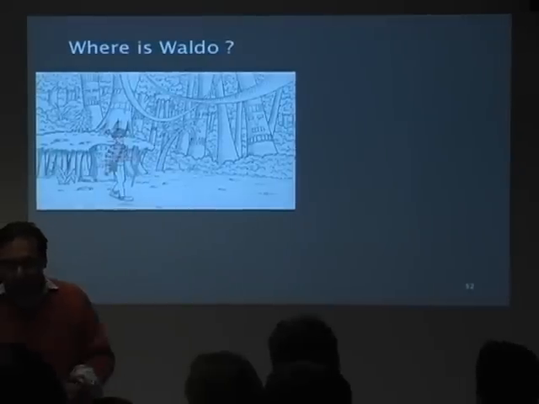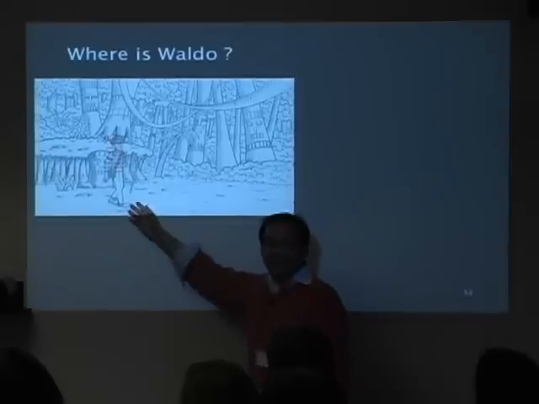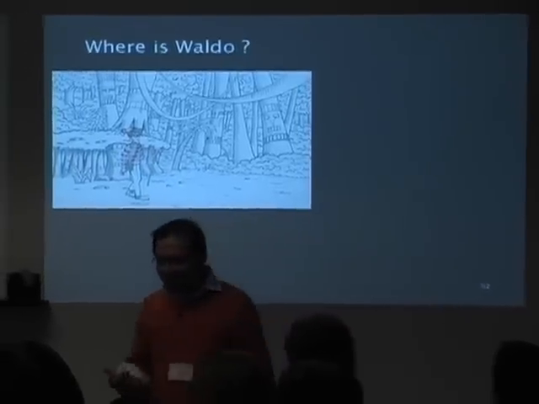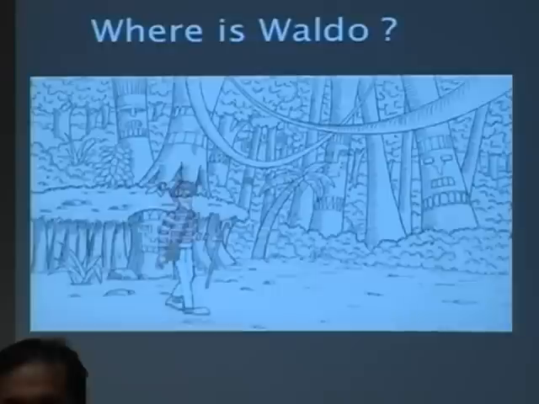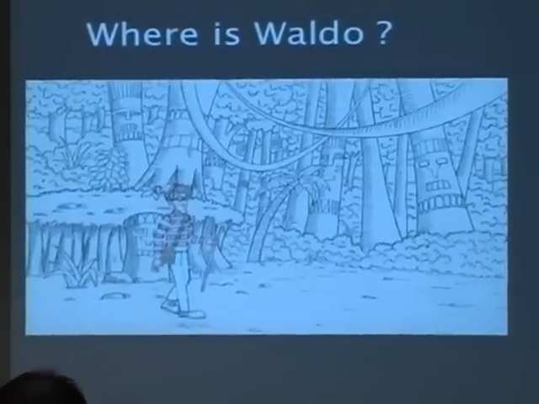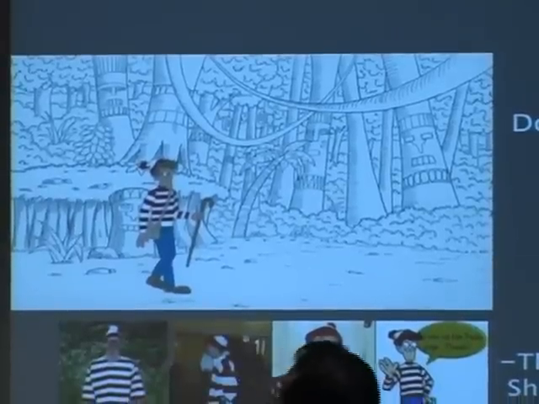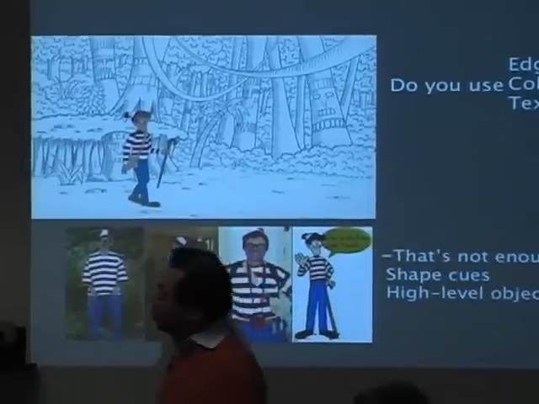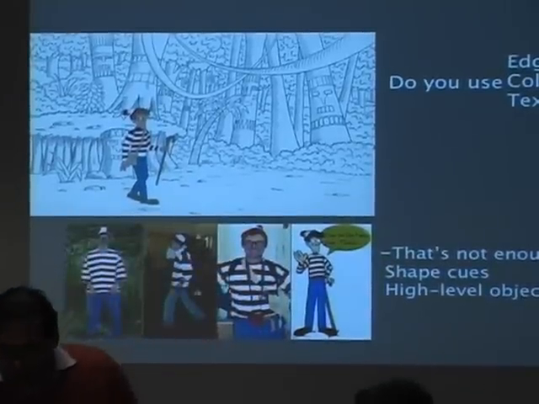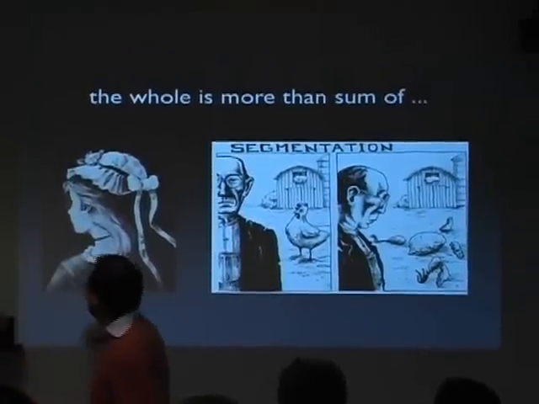Okay. For the second part, I want to motivate with this example of Where's Waldo. Anybody who has kids has seen this book. People find him, right? This is similar to my street scene, except a little more cluttered. Of course you can find him, but you're probably not going to recognize him purely by color and texture. Shape is required.